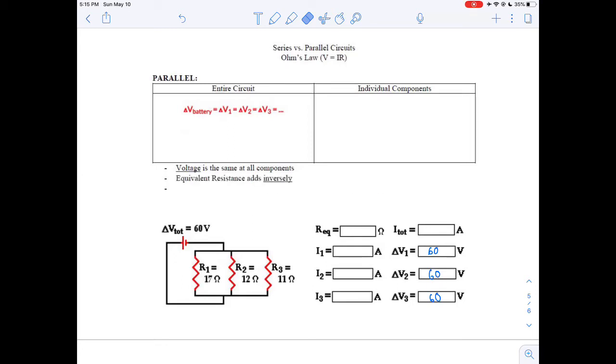Now, because the voltage is the same across each resistor, we can now work on determining the total current. Oops. Actually, let's start by looking at the equivalent resistance. So the equivalent resistance, or the total resistance, will be added inversely. What we're going to do is take the total resistance and add all of the inverses of each resistor. So 1 over 17 ohms plus 1 over 12 ohms plus 1 over 11 ohms.